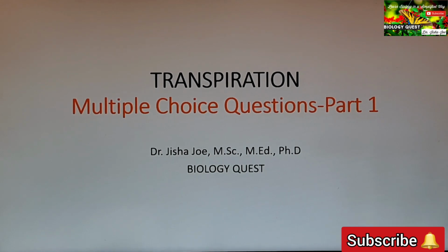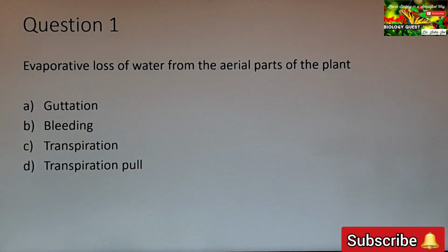So let us start our discussion of the MCQs from the chapter Transpiration. Moving on to the first question. Evaporative loss of water from the aerial parts of the plant. Options are guttation, bleeding, transpiration, transpiration pull. So let us have a look at each option.